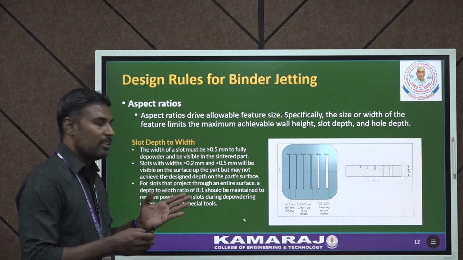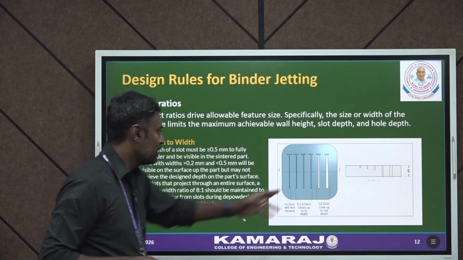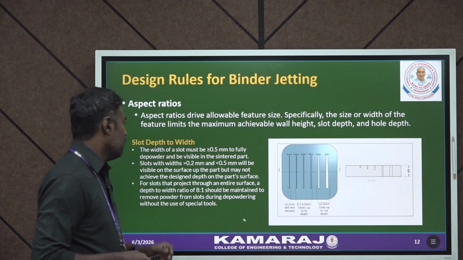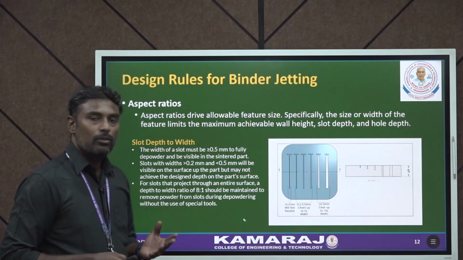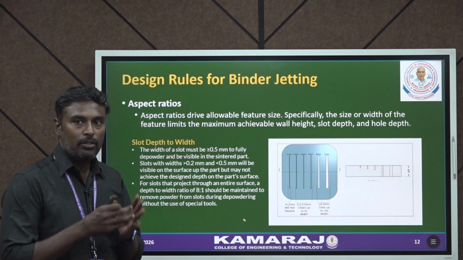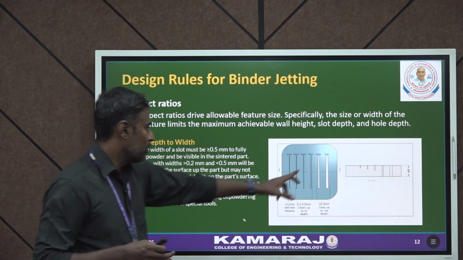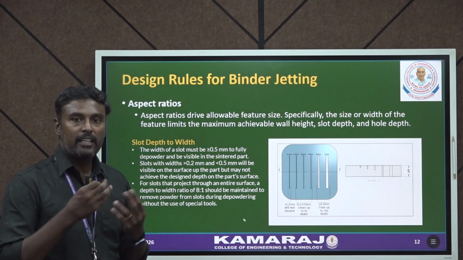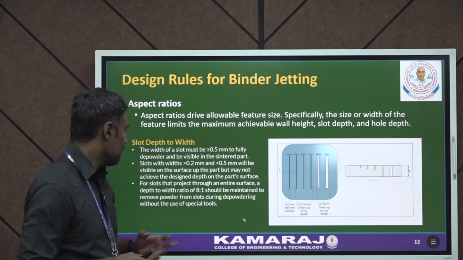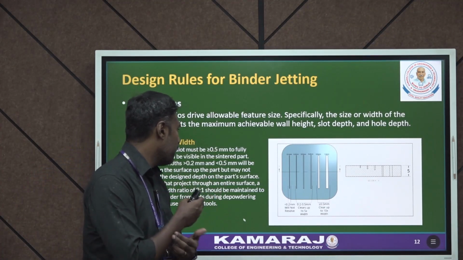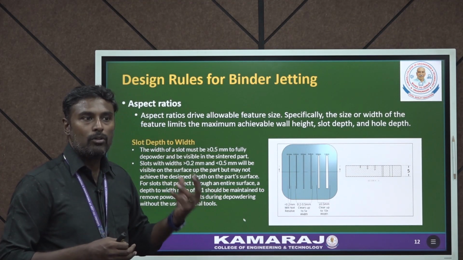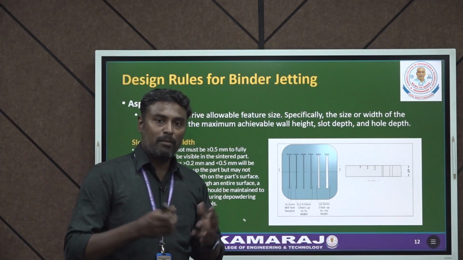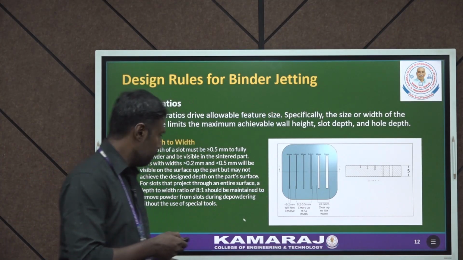If the slot width is greater than 0.2 mm, it will not be able to print because of the oversize, and also because of the depth, it can't make the end-user parts at the depowdering stage. At the same time, if it is less than 0.2 mm, it can't be printed, and it will lead to failures.